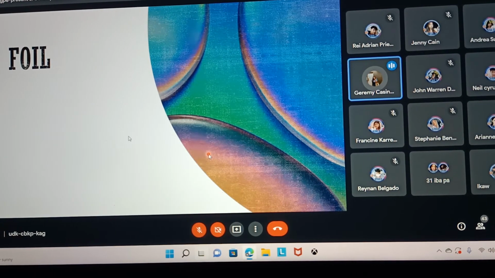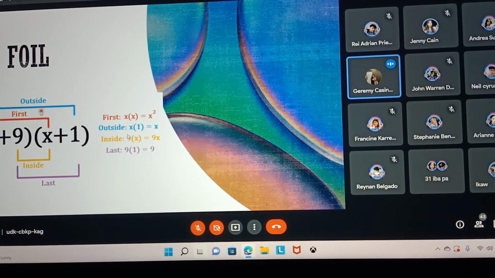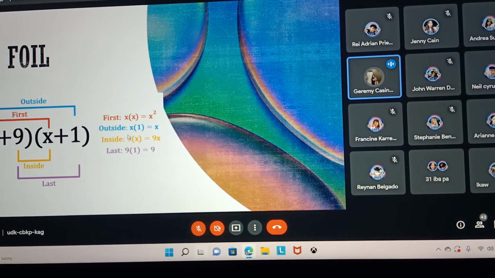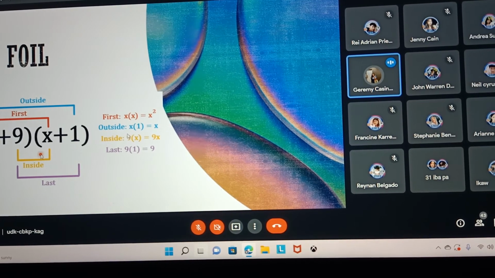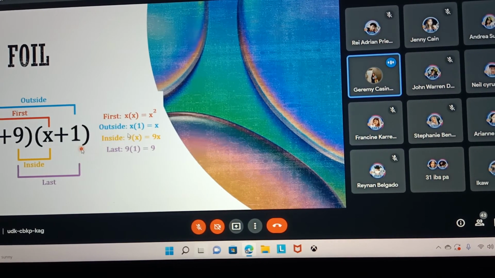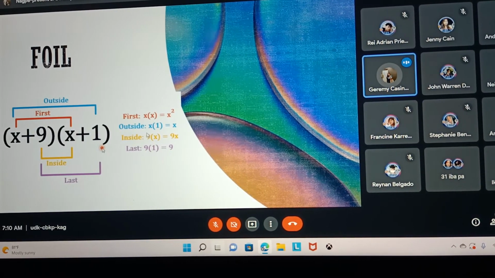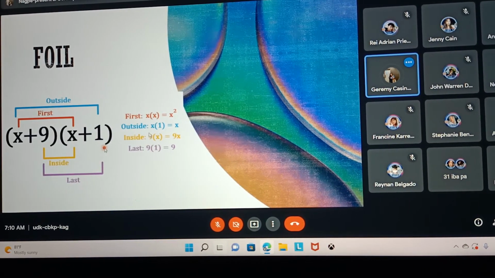Naituro ko na rin last time on how to use a FOIL method. Ma-apply lang natin ang FOIL method in multiplying a binomial. Okay? Ano nga ba yun? So, pag sinabi natin F, that is the first term, O, that is outside, I, that is inside, and L, yan po yung ating last term. Okay? So, this is an example of a FOIL method. Gaya nung sa addition of a function natin, nagamit na natin yung FOIL method.